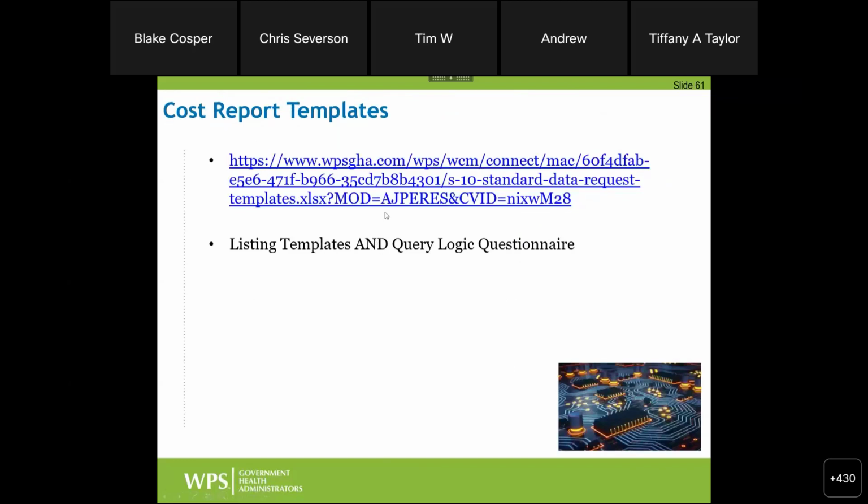Now moving on to the cost report templates. We've already talked about the templates themselves. This is a link to where you can find them, but they're also out on our WPS website. The query logic questionnaire is something I wanted to spend some time on, but I'm going to skip this piece for now. I'm going to go through some of the remaining slides, and then we'll go through the query logic questionnaire.